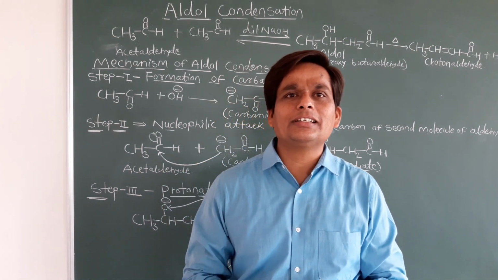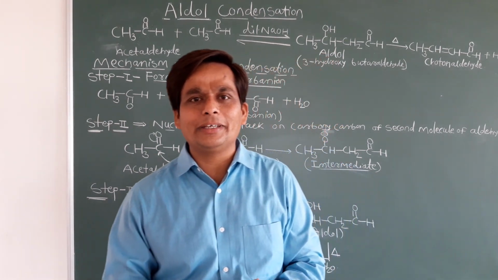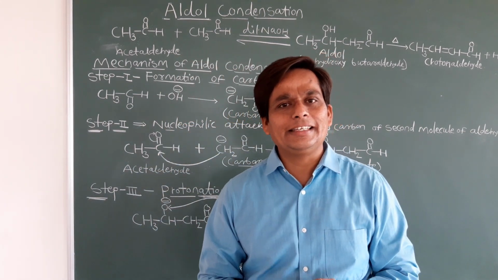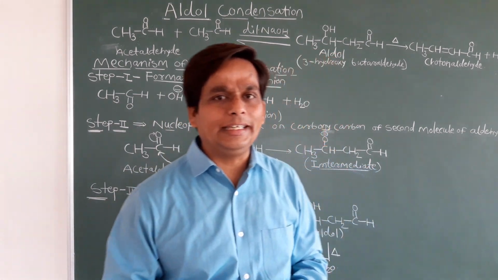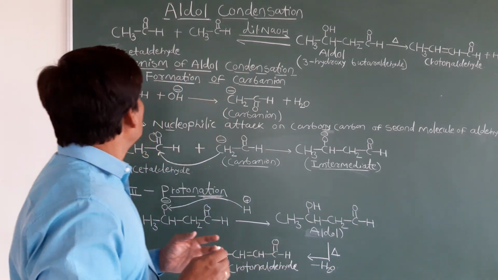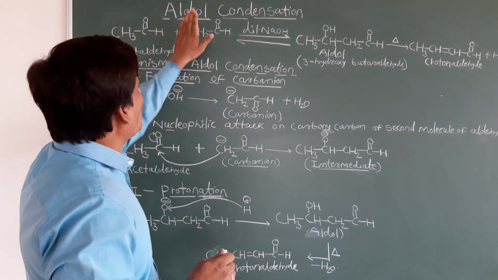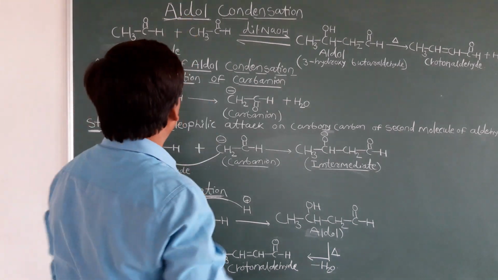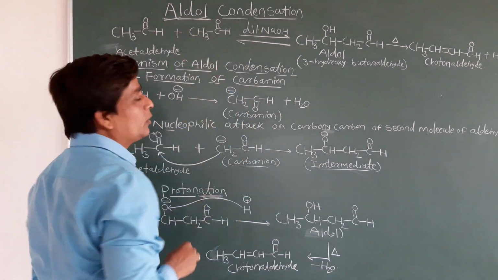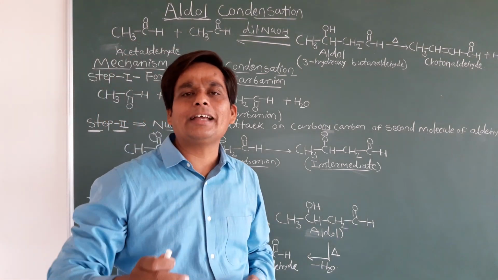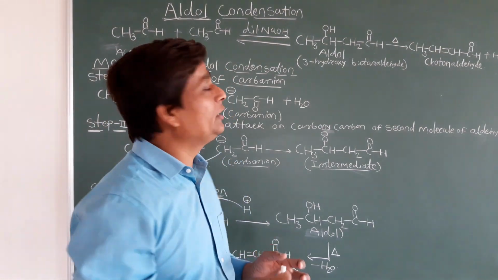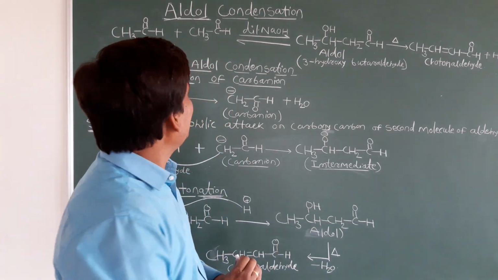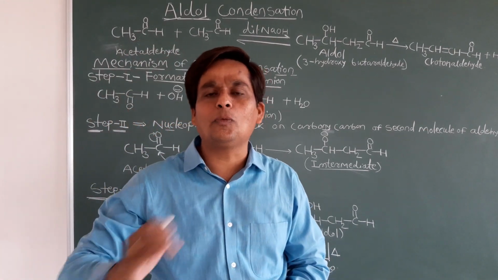Students, in today's class we discuss a very important named reaction of aldehydes and ketones, that is aldol condensation. First of all, let's see what is meant by aldol. Here "Al" stands for the aldehyde group and "Ol" stands for the alcohol group. That means two functional groups are involved in this reaction: one is aldehyde and the other is alcohol. And condensation means there is a removal of a water molecule.